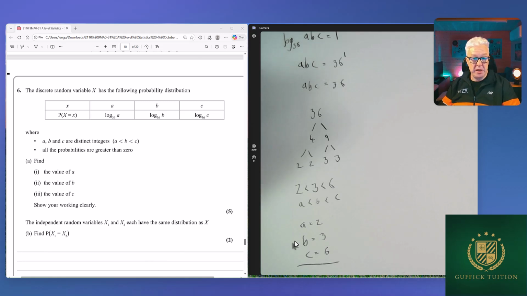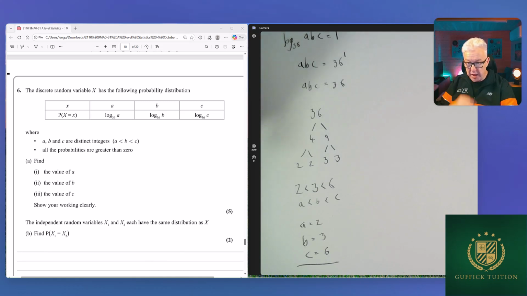Very good. Okay, this next bit, it's the usual thing that happens. Sometimes we have a bit that's really loads more difficult and is worth a lot fewer marks, so that we take those 5 marks from part A, which was really nice. Part B looks like a bit of a different kettle of fish. It says the independent random variables x1 and x2 each have the same distribution as x.